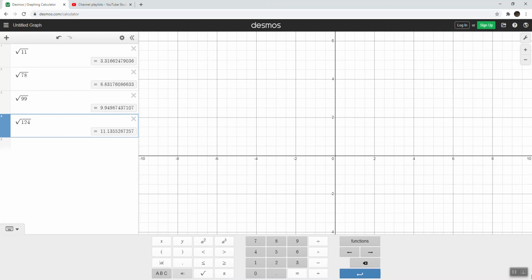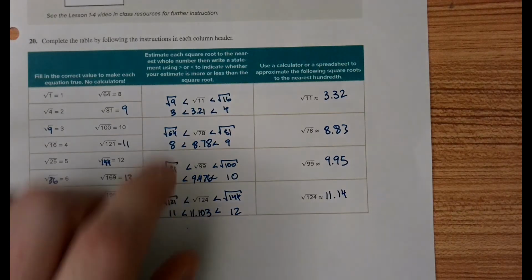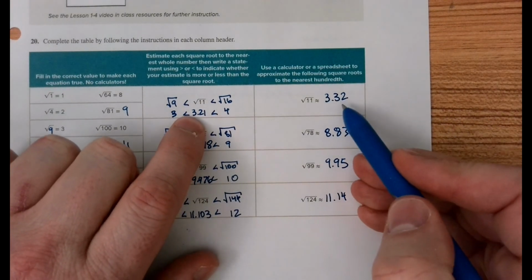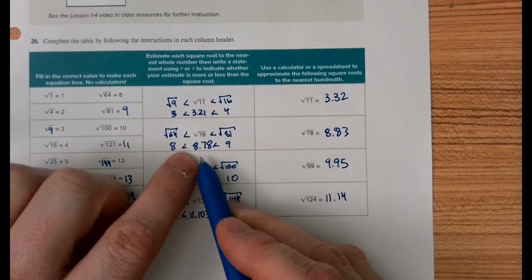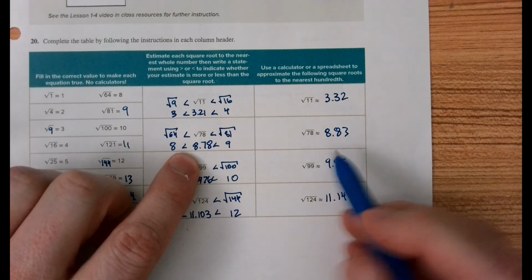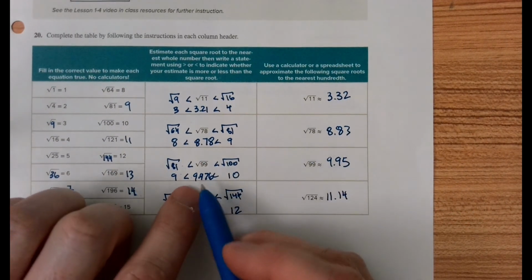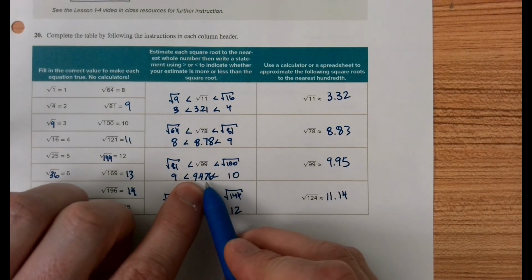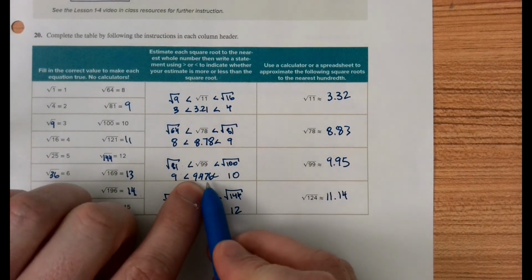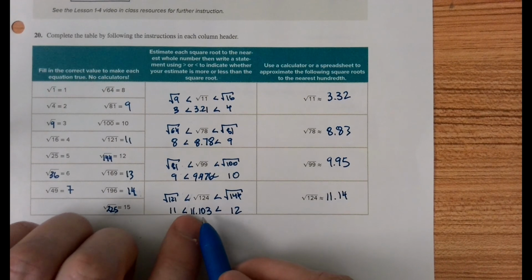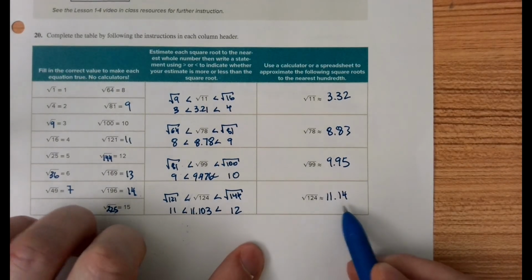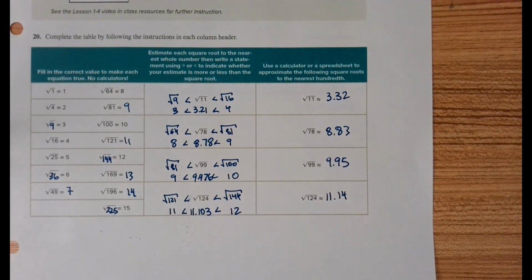So now we can go back and take a look. How close was I? I said 3.21 and 3.32. Yep, I'm a little bit off. 8.78, 8.83. Yeah, you know, if we rounded these to the nearest tenth, I'd be dead on. Here I said 9.976, and this is 9.95. I'm a little bit off. And 11.10, and this is 11.14. So not bad, right? I'm kind of proud of myself and my educated guesses.